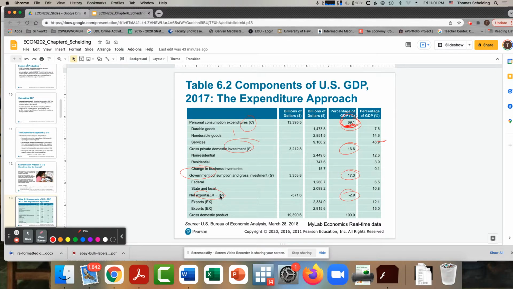Imports are what we buy from the rest of the world. Exports are what we sell to the rest of the world. What's nice about this table is it gives us a pretty good approach to understanding just kind of the nature of our economy. How does it look? This gives us a pretty good understanding of that.